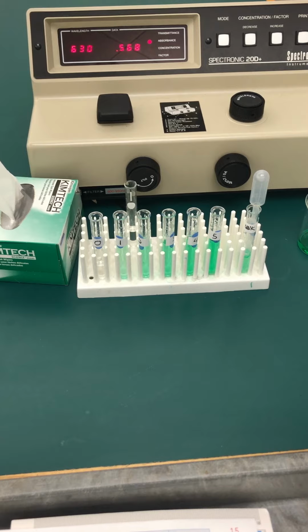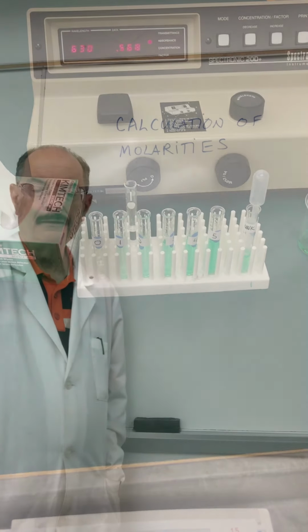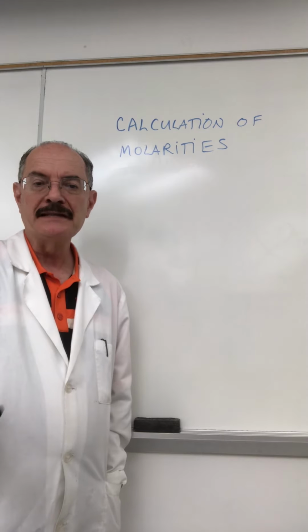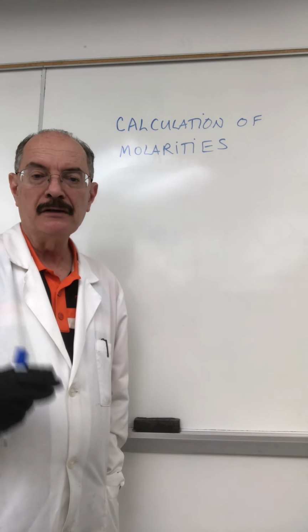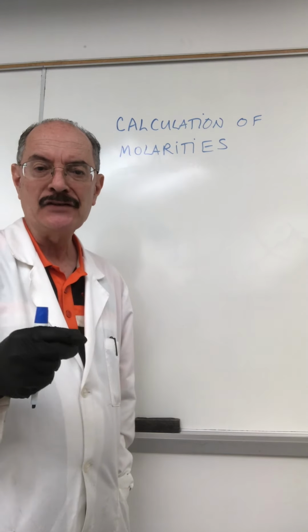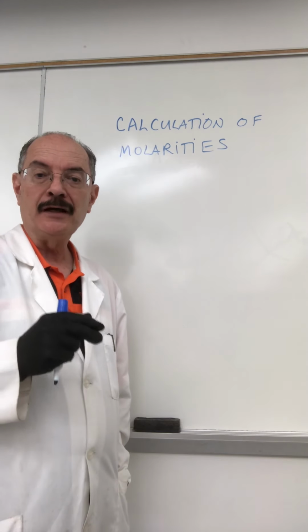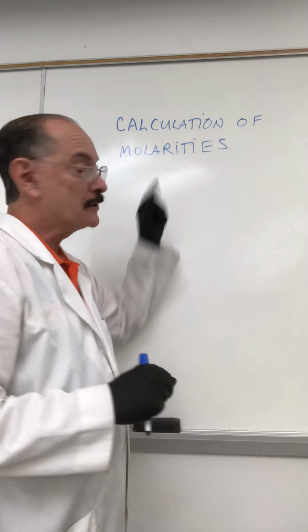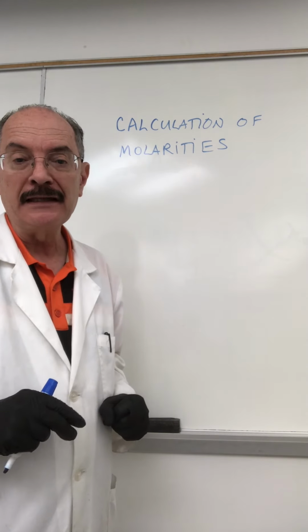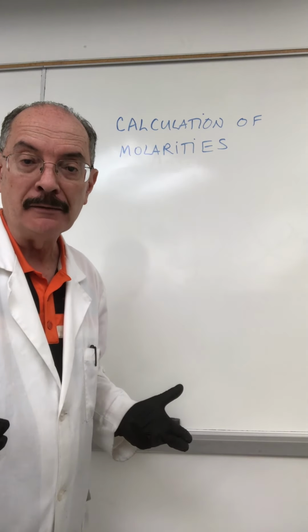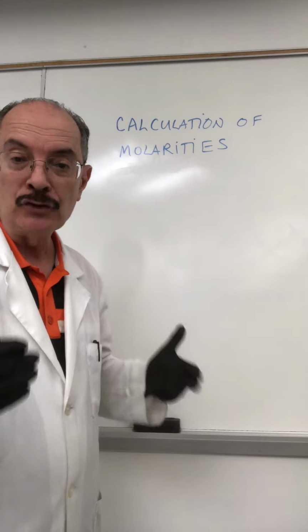Let's go ahead and work with the numbers. One thing we'll have to do before we assemble the Beer-Lambert plot is, remember, we're not plotting absorbance against the test tube number. We have to plot the absorbance against the molarity of each one. So let's do a sample of how we calculate the molarities. Once more, this is a dilution problem, so we use the dilution formula.